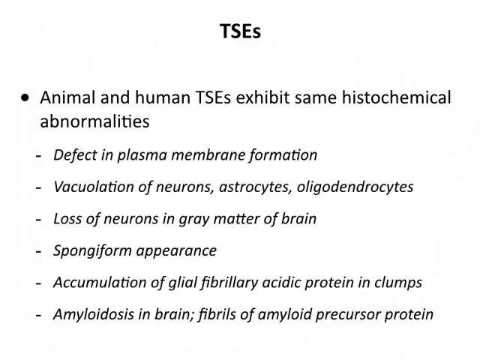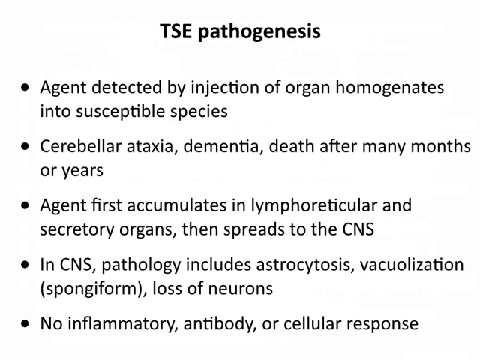Plasma membrane defects, vacuolization, loss of neurons, the spongiform appearance, which I showed you, and the accumulation of glial fibrillary acidic protein in clumps, and amyloidosis, that is fibrils of amyloid precursor protein form in the brain. So these are common among both human and animal TSEs, and this suggested that there was a common mechanism in the pathogenesis.